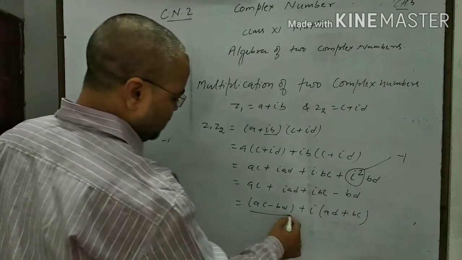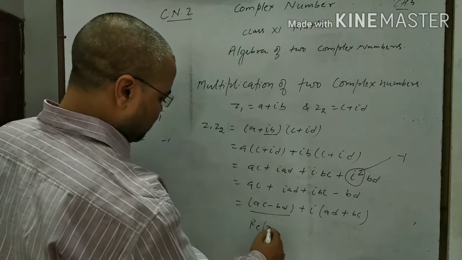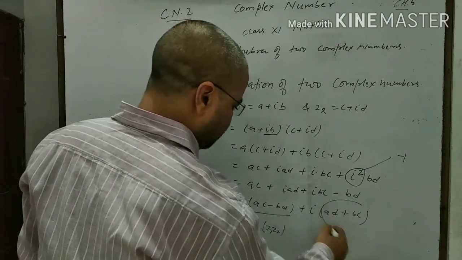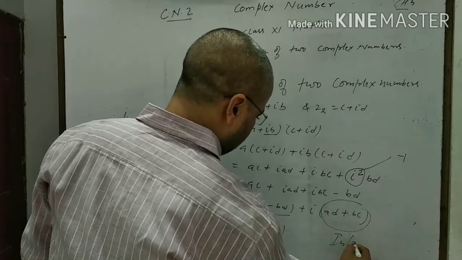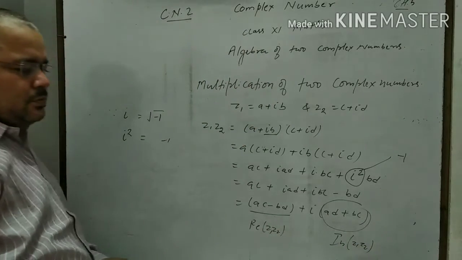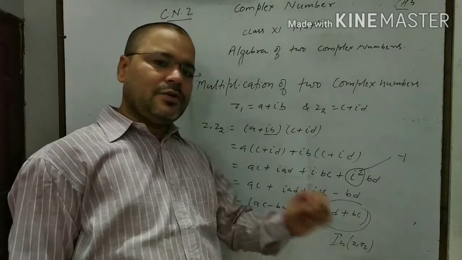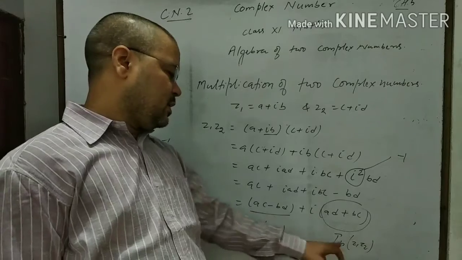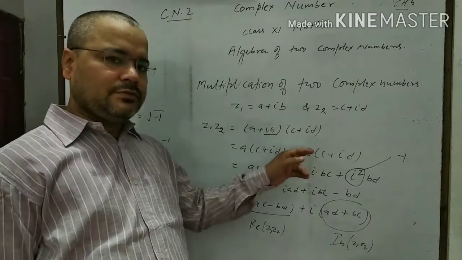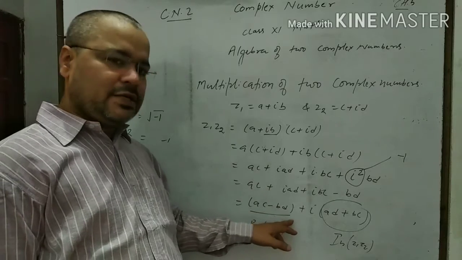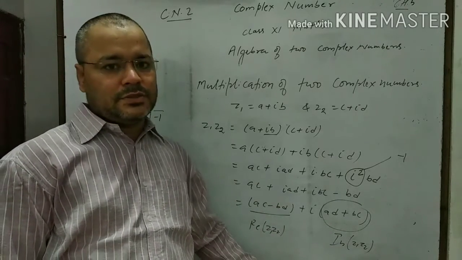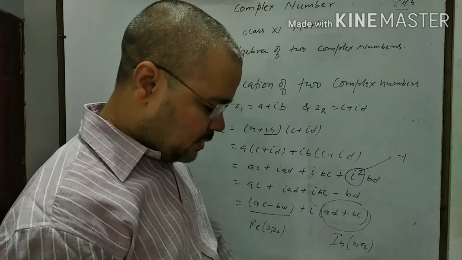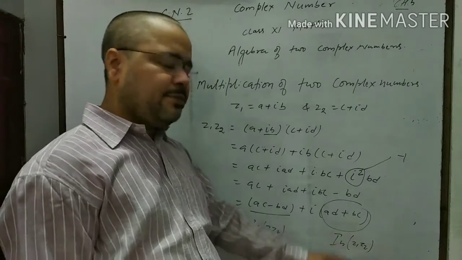So here this will be the real part of Z1 Z2, and this one will be the imaginary part of Z1 Z2. If we take the imaginary part, we should not include this i. If we multiply two complex numbers, the result whatever we get will also be a complex number. So here it will be ac minus bd plus i (ad plus bc).